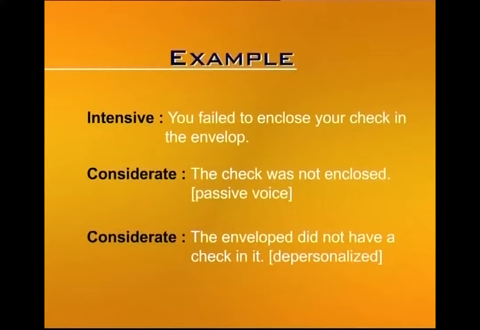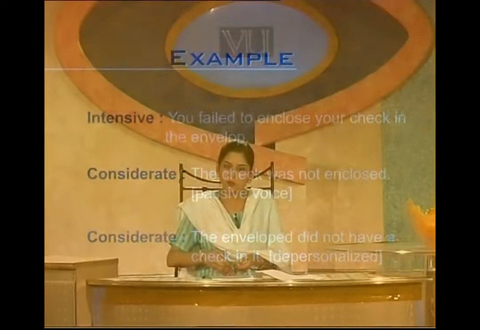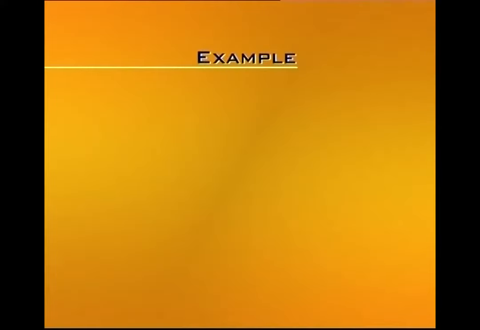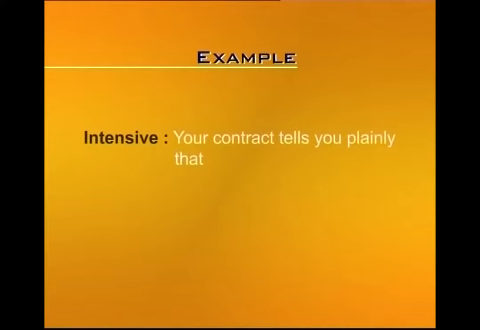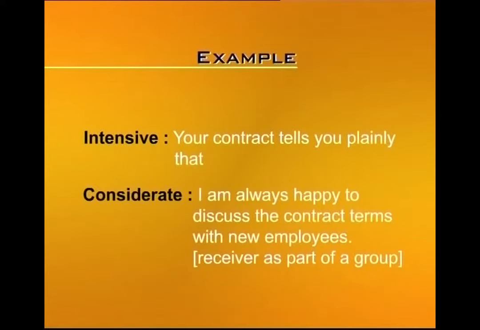Another way would be the envelope did not have a check in it. This is a depersonalized way of saying it. Isme koi person, kisi bhi insaan ke upar ishara nahi hai. Bas aap ye keh rahe hain ki is lifafe ke andar check nahi tha, usme kisi ka bhi kasoor ho sakta hai, lekin aapne usme kisi ke upar ilzam nahi lagaya hua. Another example would be an intense way of saying it would be your contract tells you plainly that, for example, you need to give 1 month's notice before you leave the job. And a more considerate way would be, I am always happy to discuss the contract terms with new employees.